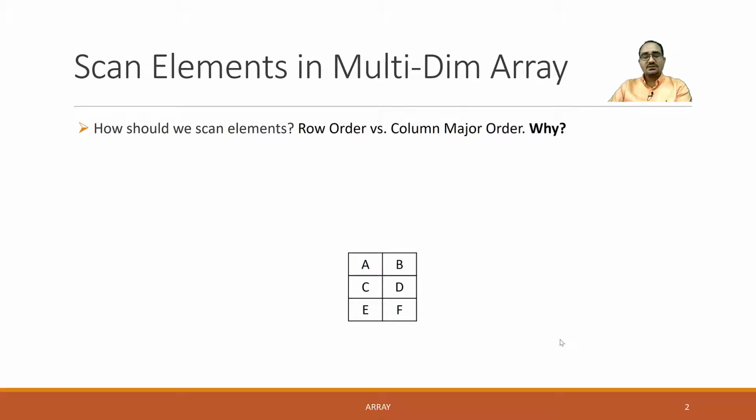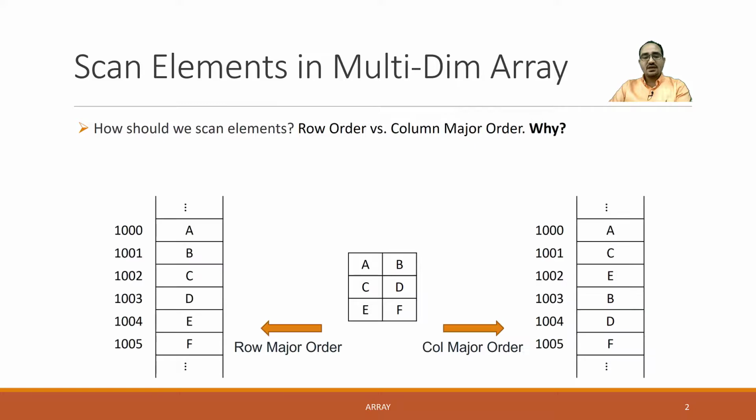The answer is that if the elements of the array are stored in memory in row major order, we have to scan the elements row by row, and if they are stored in column major order, we have to scan them column by column. Why? It's because of two concepts, locality of reference and memory hierarchy. Let's see what these two concepts are and why they are so important.